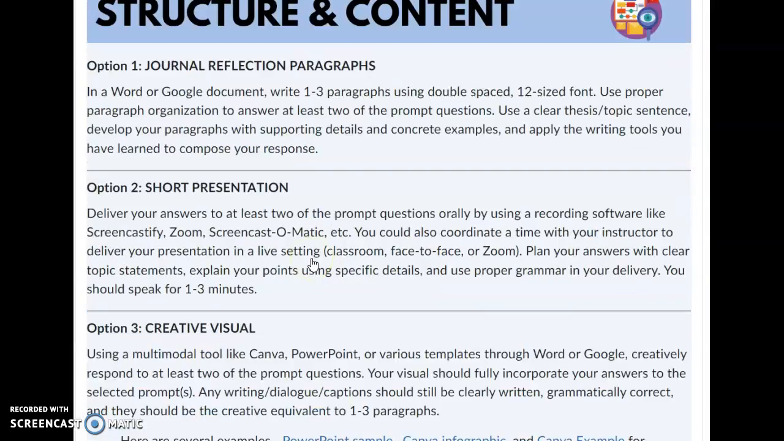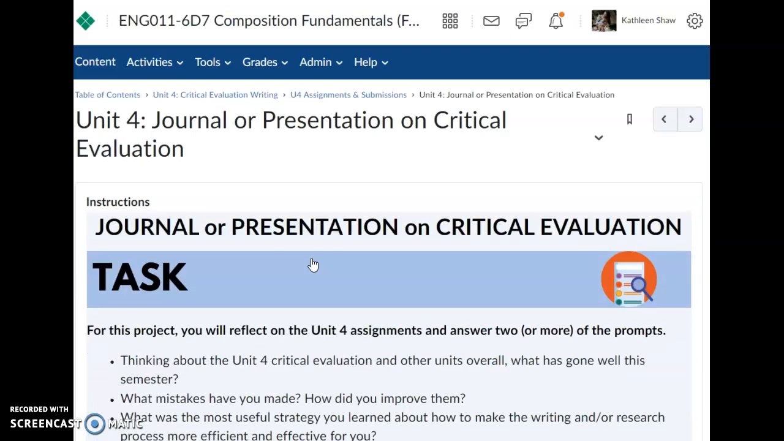And that's it. That's the last thing that you have to do in this class for the semester. Just reflect on how the semester went and some things that you learned from it and how you can incorporate what you learned into your future assignments in this and other English classes and other classes in general.